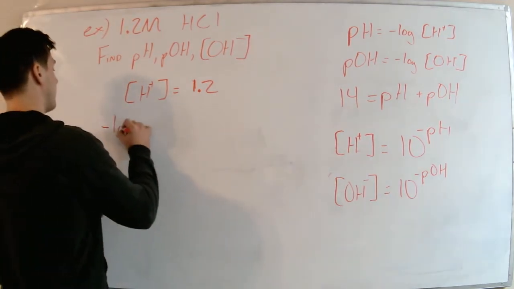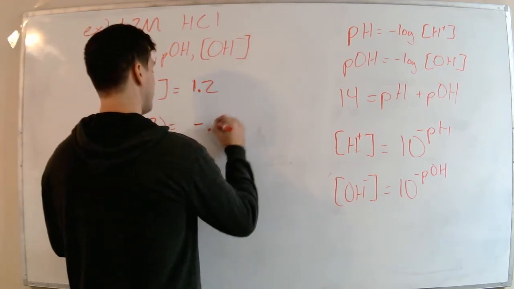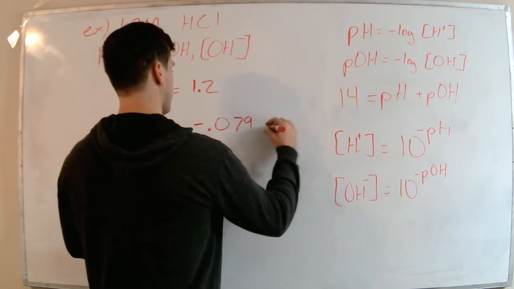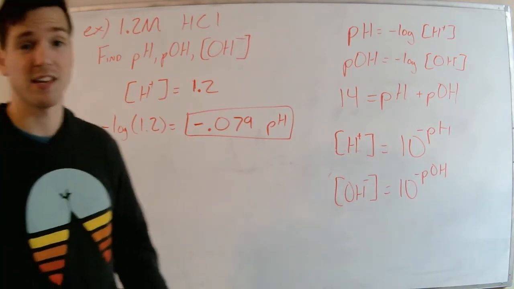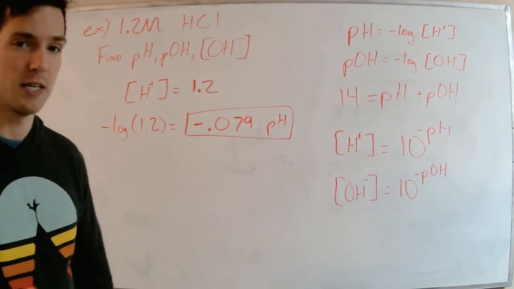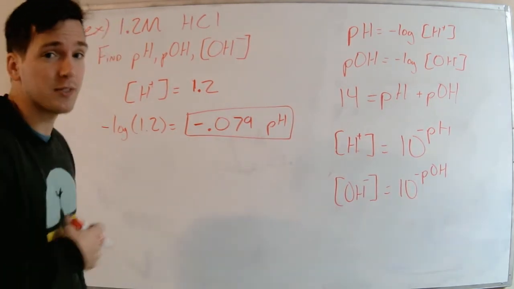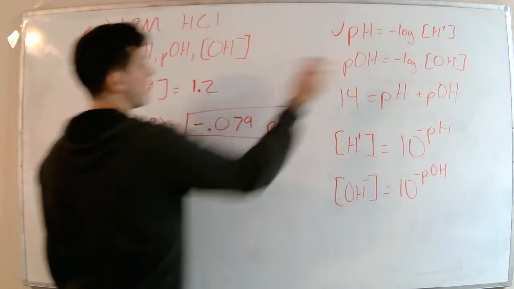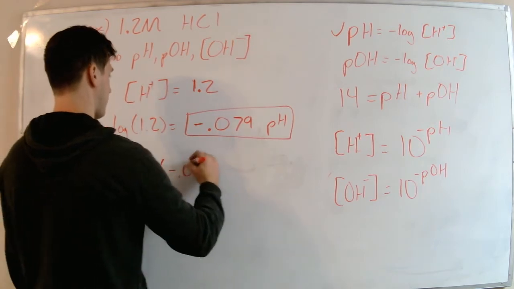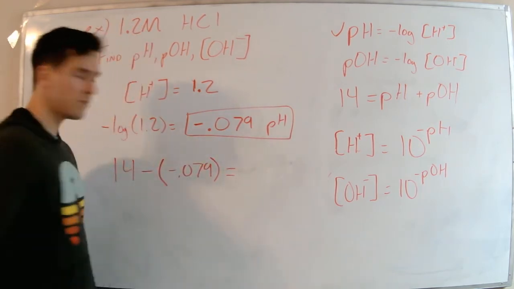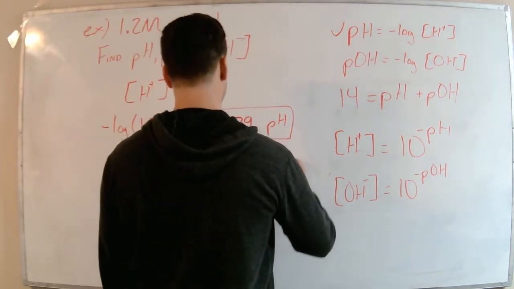So I'll take the negative log of 1.2, and my pH is going to be negative 0.079. That is my pH. Again, do not worry. If it is negative, you'll have negative pHs sometimes. Not extremely negative, but slightly negative, okay? Let's go ahead and figure out pOH. Now, we have pH. Let's figure out pOH because it's just 14 minus our pH, which will give us our pOH, which is now going to be 14.079.